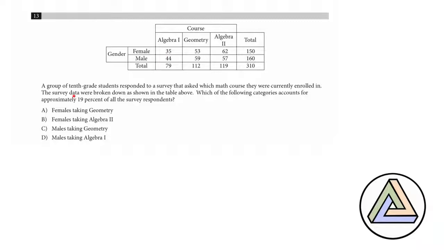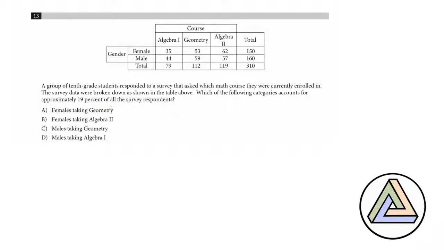All right, a group of 10th grade students responded to a survey that asked which math course they were currently enrolled in. The survey data were broken down as shown in the table above. Which of the following categories accounts for approximately 19% of all survey respondents?